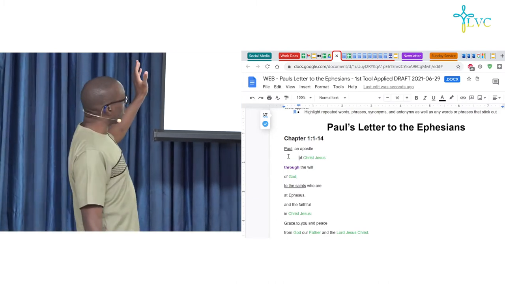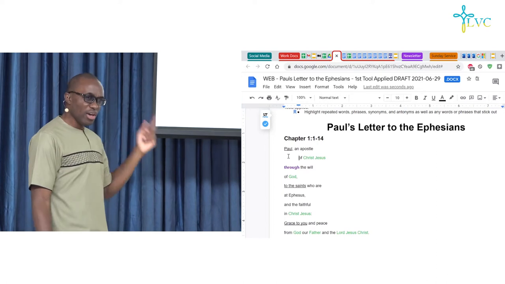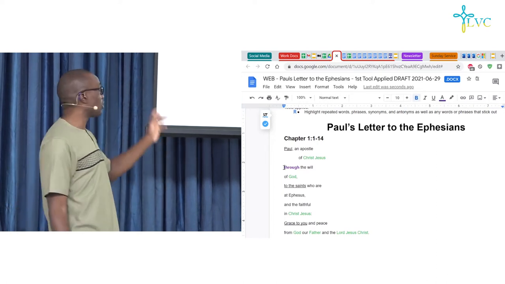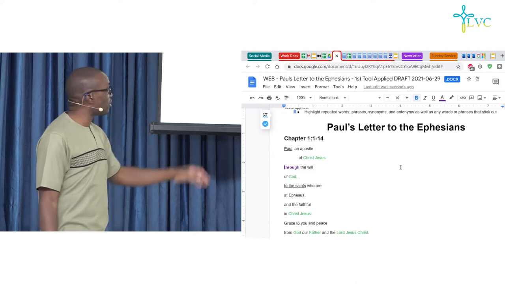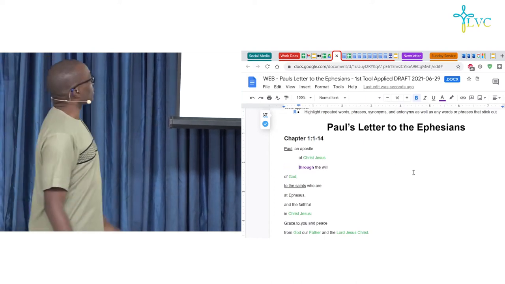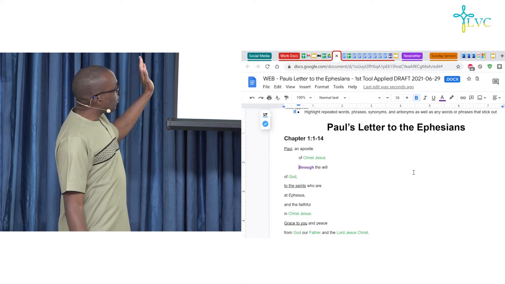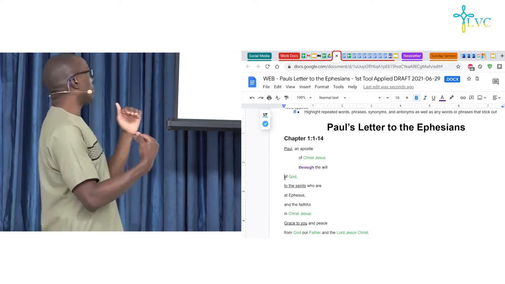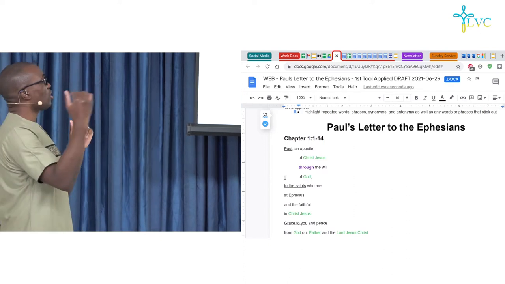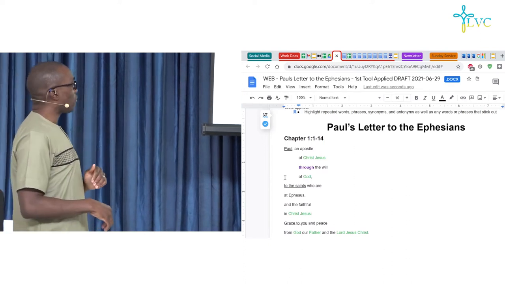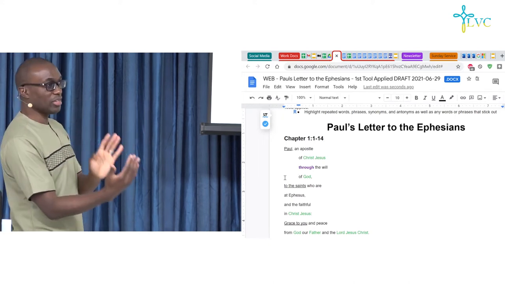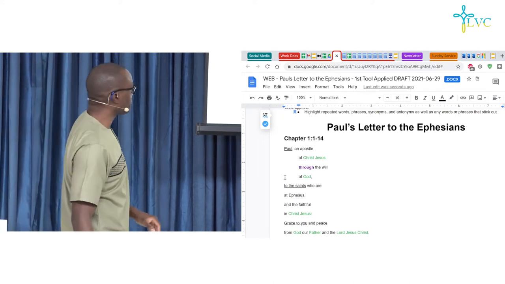Now, the next part says, through the will. That's also a continuation, so we also hit tab. It's under a continuation of apostle. And the last one is of God. That one we also tab, because these three parts, of Jesus Christ, through the will, and of God, are all essentially a subclause. They're all related to the fact that it's about an apostle.